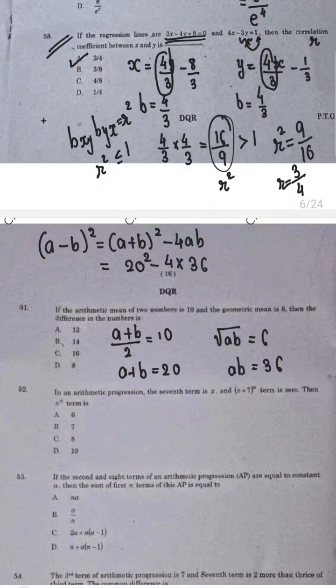So what I do in the calculator is 20 squared M plus, then 4 into 36 M minus. If I do MRC, this difference is basically 256. So this is a minus b the whole square, and a minus b is nothing but the square root of this. That is nothing but 16, which is option C.